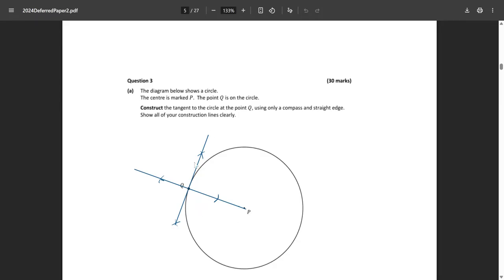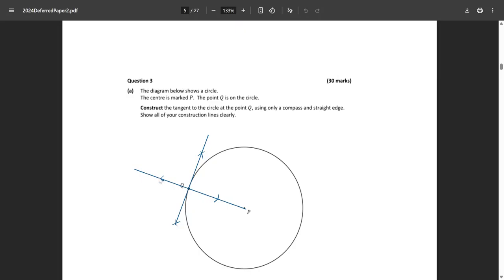When you're asked to draw a tangent to a circle, here's the first thing you do. You draw a line from the centre to the point that they gave you on the circle, which is Q in this case. You join those together and extend it a little bit beyond Q. Then you put the point of your compass on Q and open out an arc, and you mark off the same arc on both sides, an equal distance from Q on either side, on the new line that you've constructed.